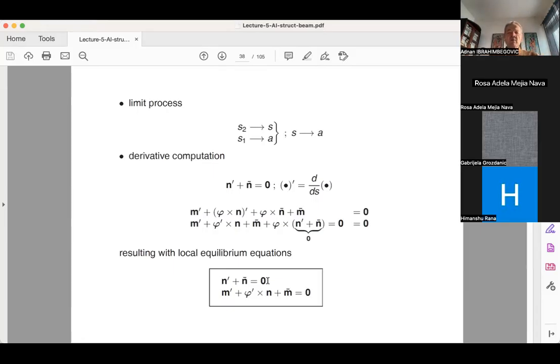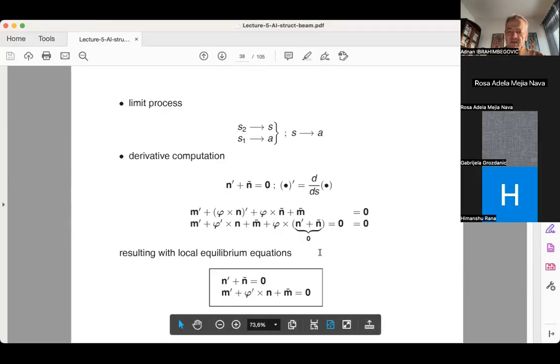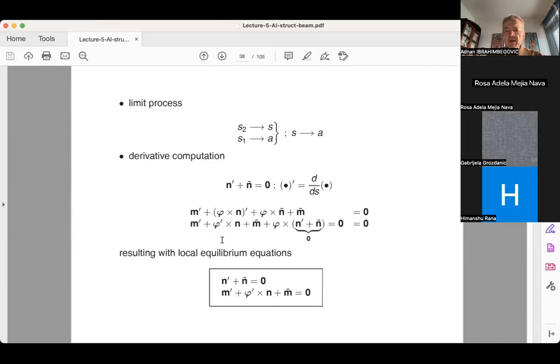And then moment equilibrium, which is typical of the beam, which you don't have for 1D truss, is basically like m prime plus phi prime cross n, derivative with respect to s, plus phi cross n bar plus m bar. So you can work this out and recognize the equilibrium equation of the forces to kick out this one. And then you're left only with the derivative of m plus phi prime cross n, the vector product with n, plus m bar. And so these are your moment equilibrium equations.